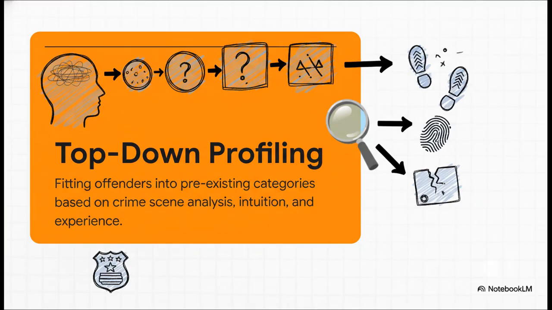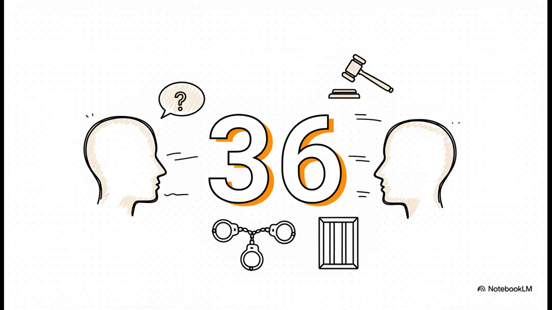This is often called the American approach, and it came out of the FBI's Behavioral Science Unit way back in the 1970s. The name top-down is the real key here. It means you start with a big, pre-existing theory, a template if you like, and then you try to make the evidence from the crime scene fit into one of your boxes. You're working from the general down to the specific. So, where did these templates come from?